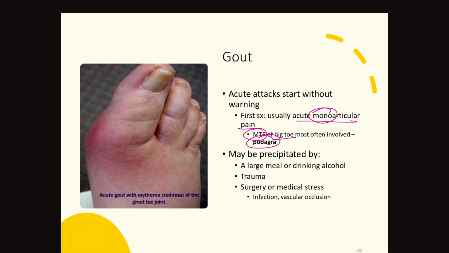May be precipitated by a large meal, drinking alcohol. So if you had a big feast of lobster and you had a problem with your uric acid metabolism, the next day you may have a flare of gout. Trauma, surgery will be there as well.